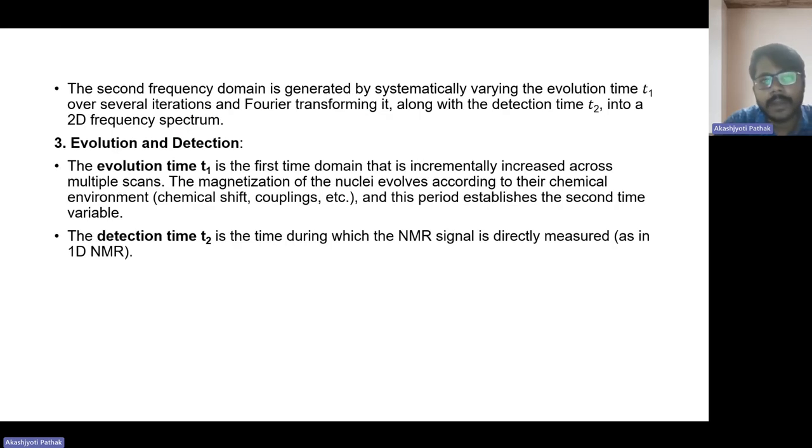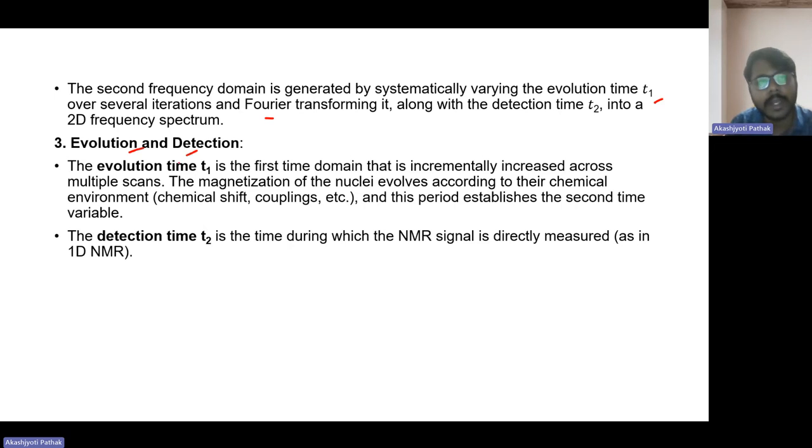The second frequency domain is generated by systematically varying the evolution time T1. All these concepts have already been discussed in detail in week 9. Over several iterations, we will systematically vary the evolution time, and then we'll do a Fourier transform along with the detection time T2, into a 2D frequency spectrum.